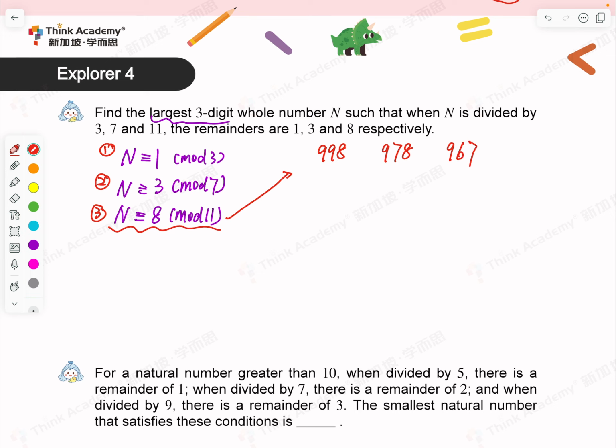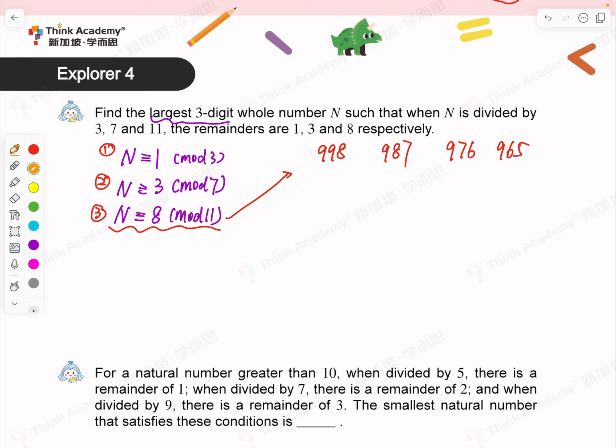Sorry, I calculated wrong. So it's minus 11, 987. Then minus 11, 976. And minus 11, 965. Okay, we just list here. So this is the condition: we divide by 11, the remainder is 8.